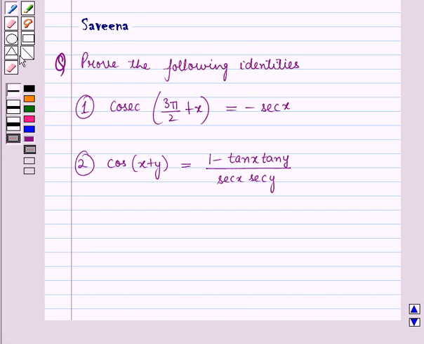In this session, we will discuss the question which says: prove the following identities. The first part is cosecant of 3π/2 plus x is equal to minus secant x. And the second part is cos of x plus y is equal to 1 minus tan x tan y, whole upon secant x secant y.